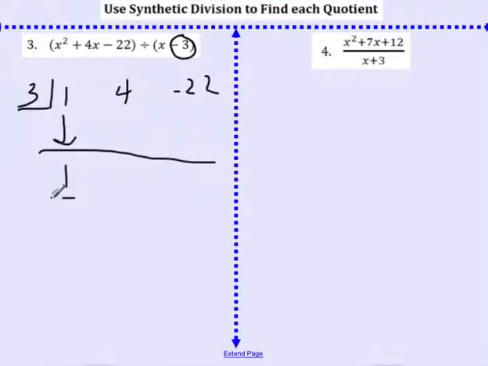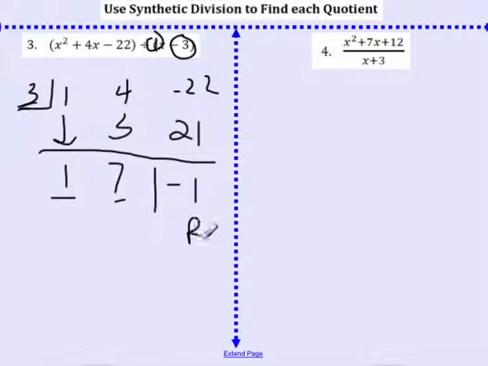Now I'm going to take 1 times the 3, which is 3. Now I'm going to add down the columns. 4 plus 3 is 7. So again, this process is doing the same thing as long division. It's just a little bit of a simpler method, but it only works when the divisor has a coefficient of 1. So now we're going to do 7 times 3, which is 21. Negative 22 plus 21 is negative 1.